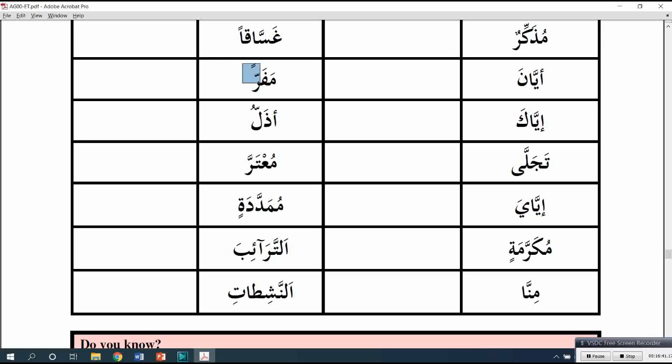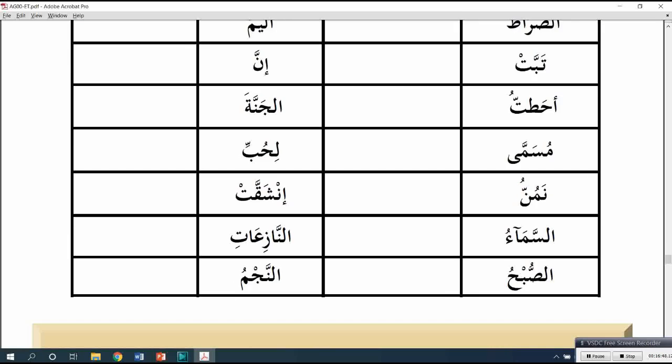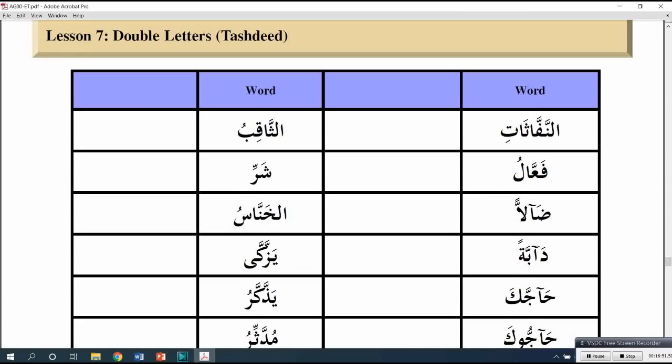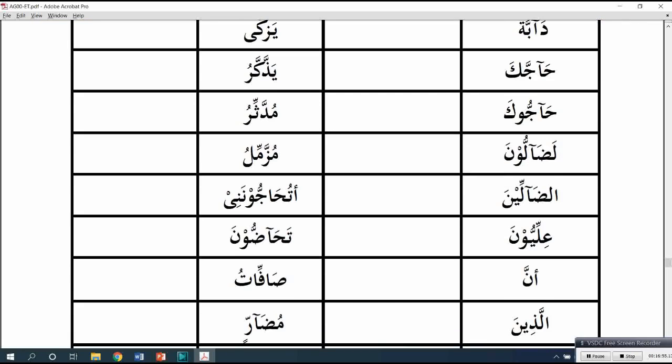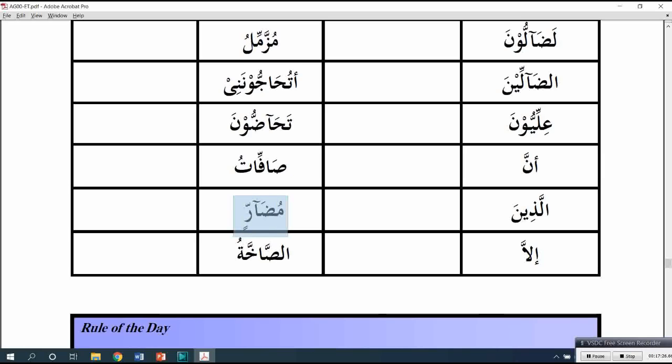As-saqib, you can see here these are double Tashdeed. Muddathir, like this. Many of you might have the same name, Muddathir. This is the right style to pronounce. Above you can see Yazakkar, Yazakkaru, Mudarrin. Now you can see this is a long letter, Mudarrin, Mudarrin, like this. Tahaduna, like this, the style.